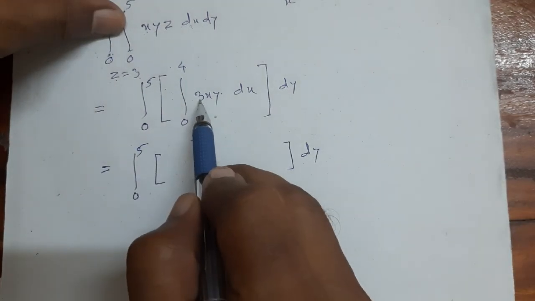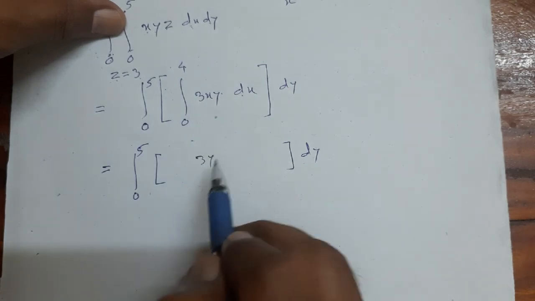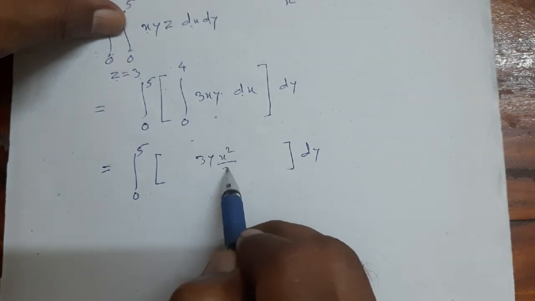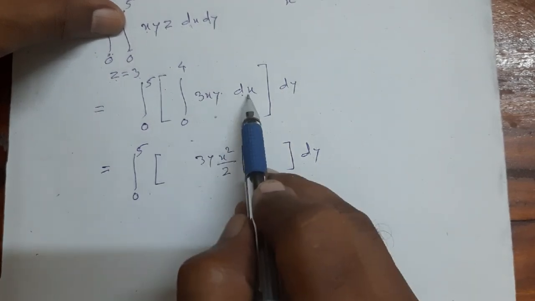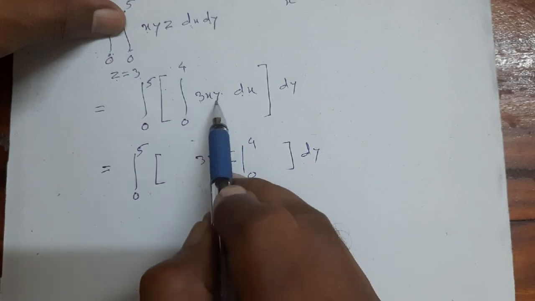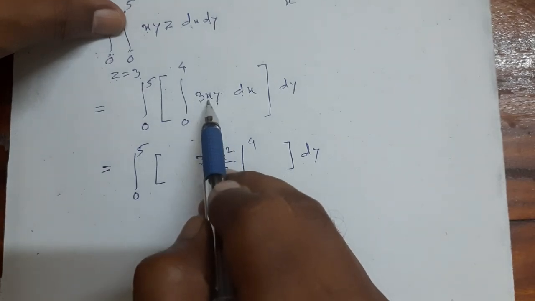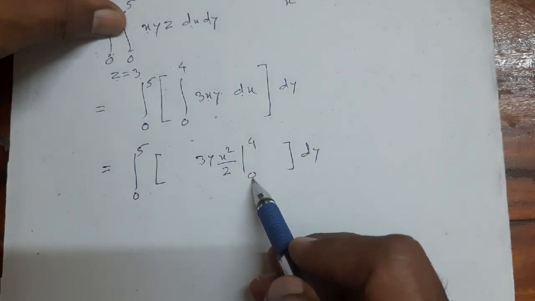And what is the integration of 3xy over x? It is 3y x square divided by 2 from 0 to 4, because when I am integrating over x, I will have to assume y to be constant, and therefore 3y is the constant. Integration of x is x square divided by 2. Upper limit is 4, lower limit is 0.